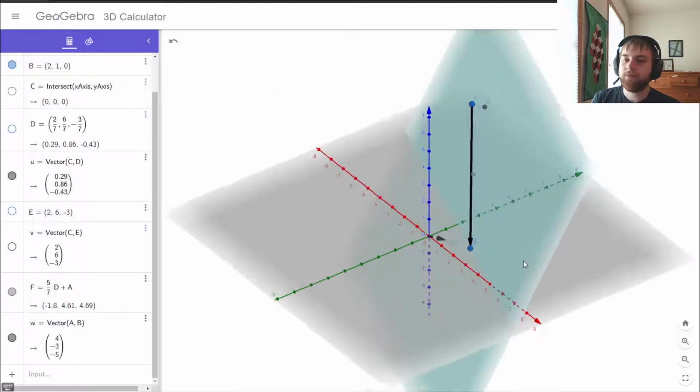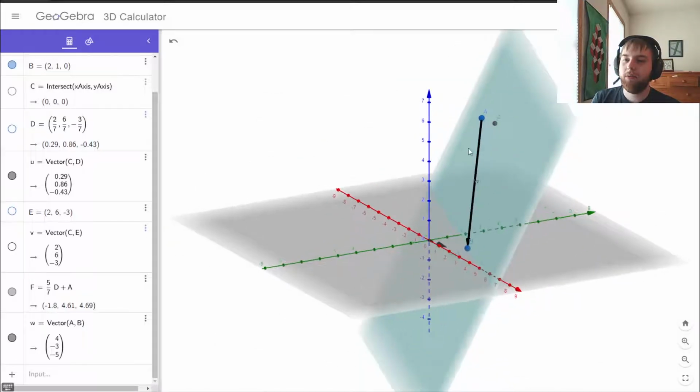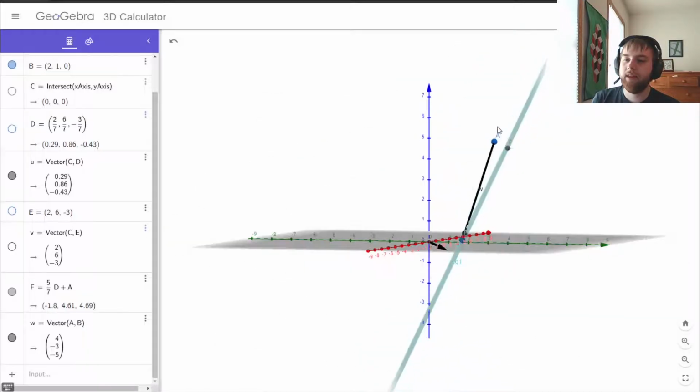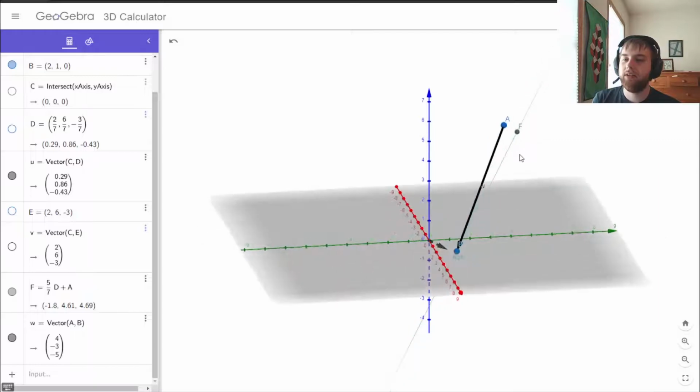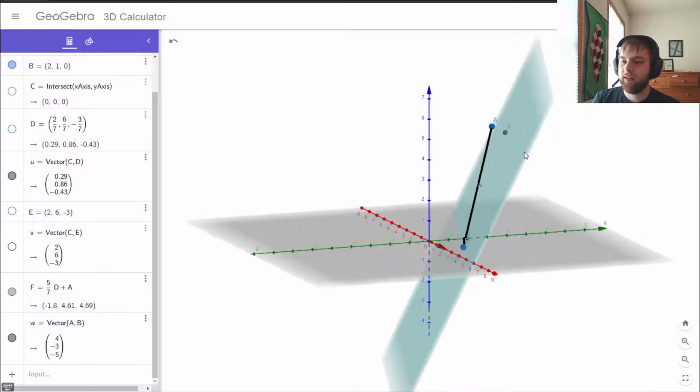So all in all, we found the distance between that point A and that point F, and if you take that line between A and F, it's perpendicular. So that is the shortest distance.